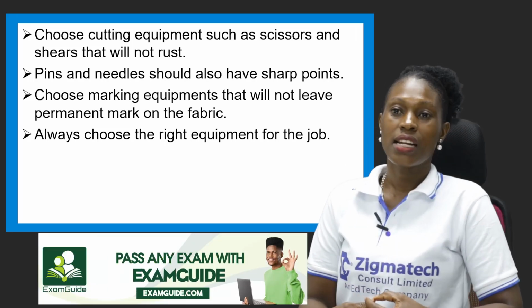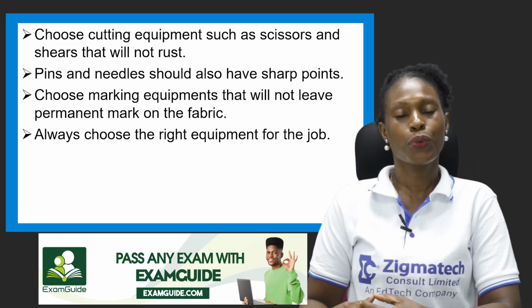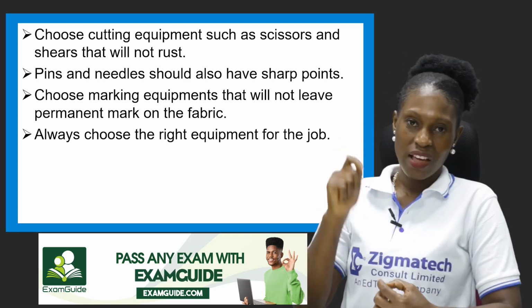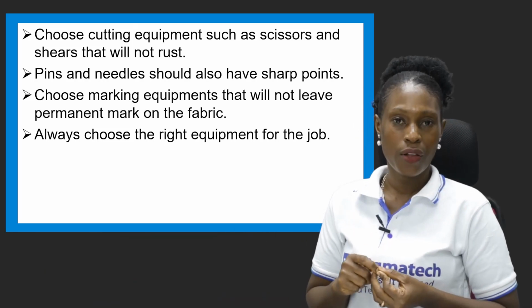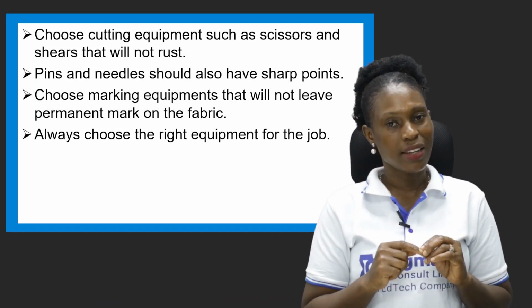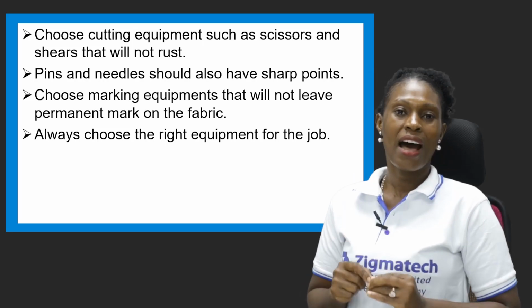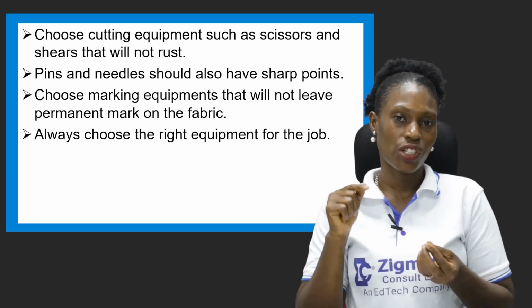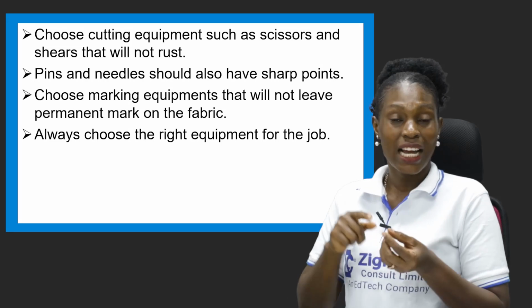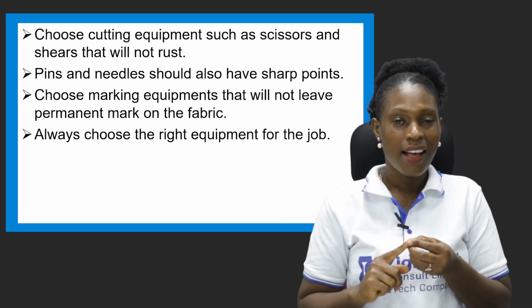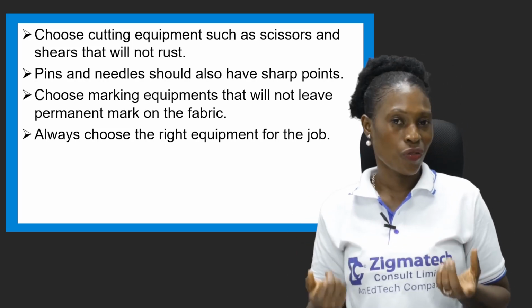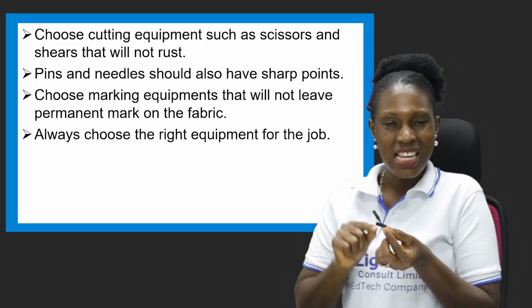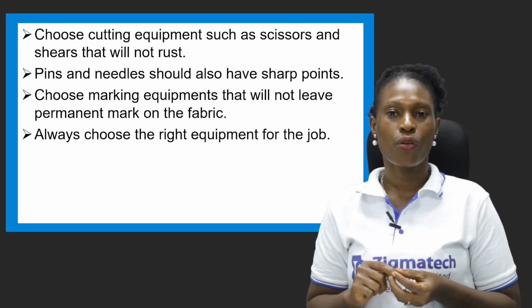Now, another thing is that pins and needles should always have sharp points. When you're going to get them, you need to look out for them. Some of them are already broken and they're packed, so you need to check them out because they must have sharp ends. If they don't have sharp ends, they won't have access to your fabric. So you're trying to fix them up and it's not moving anywhere. So they must have sharp ends for easy access to your fabric.